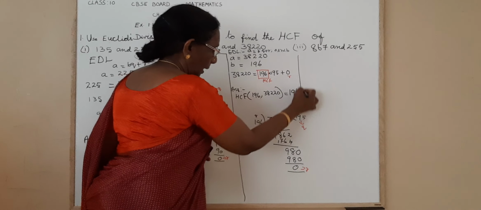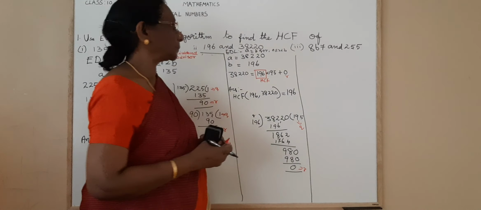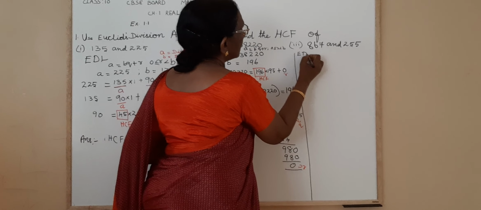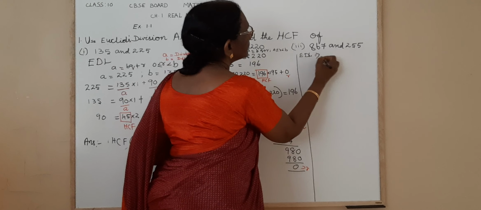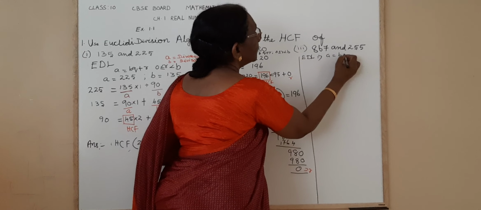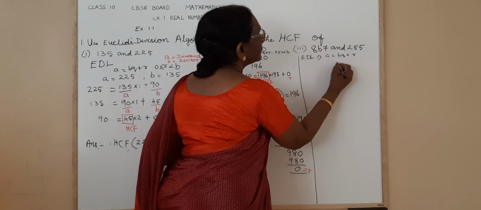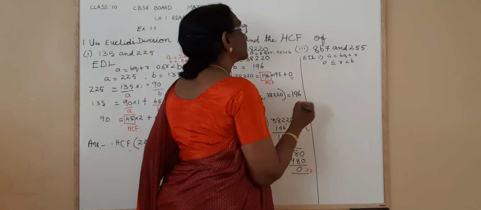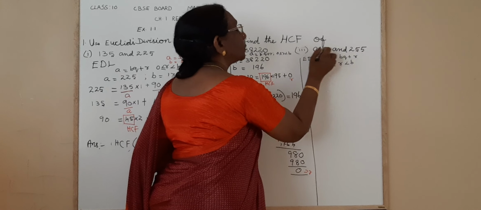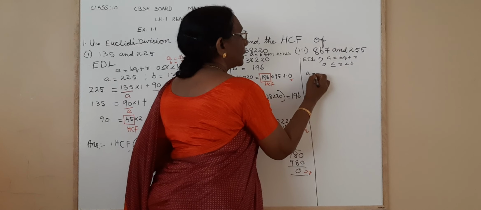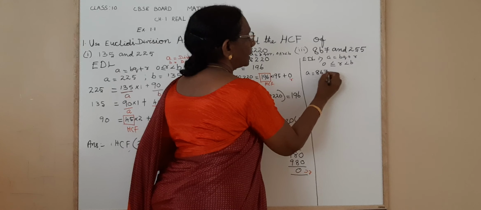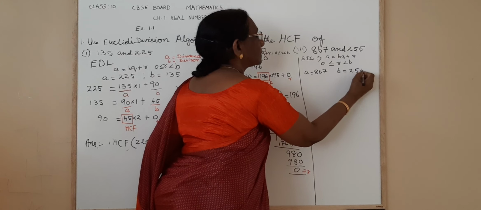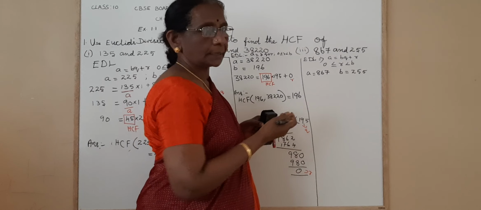Now let us move to the next one. And as usual, you write what? Euclid's division lemma. That is what? A is equal to BQ plus R, where R is greater than or equal to 0 but less than B. Now what is A? As usual, the big number. Yeah, 867. And what is B? 255. Okay. So you have selected A and B.